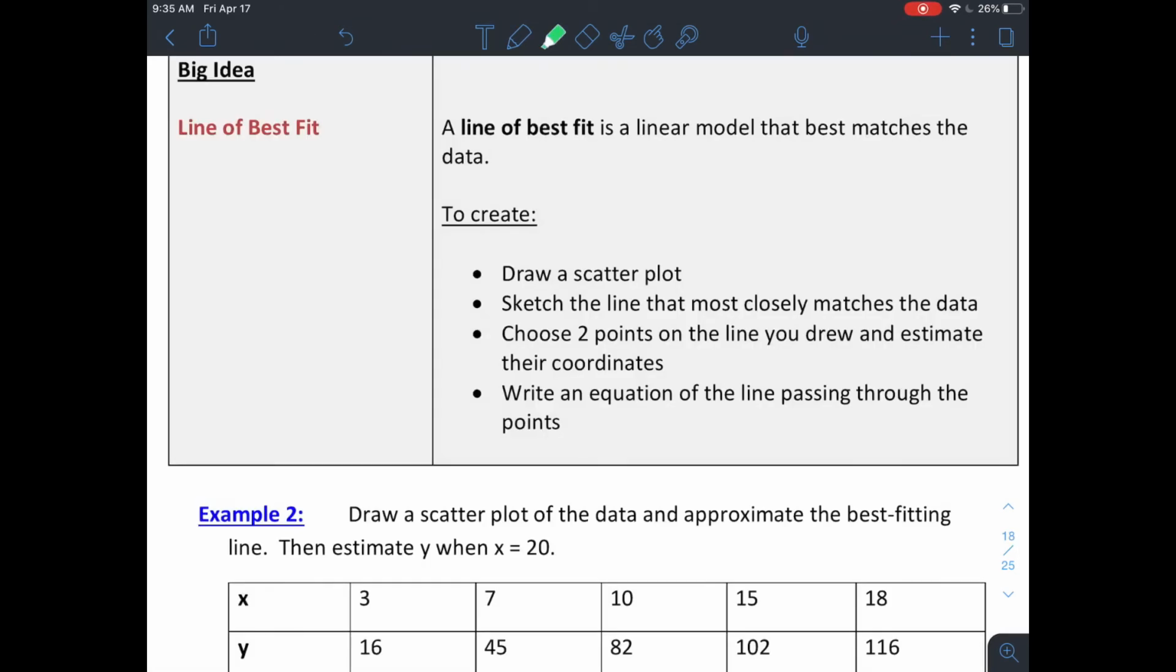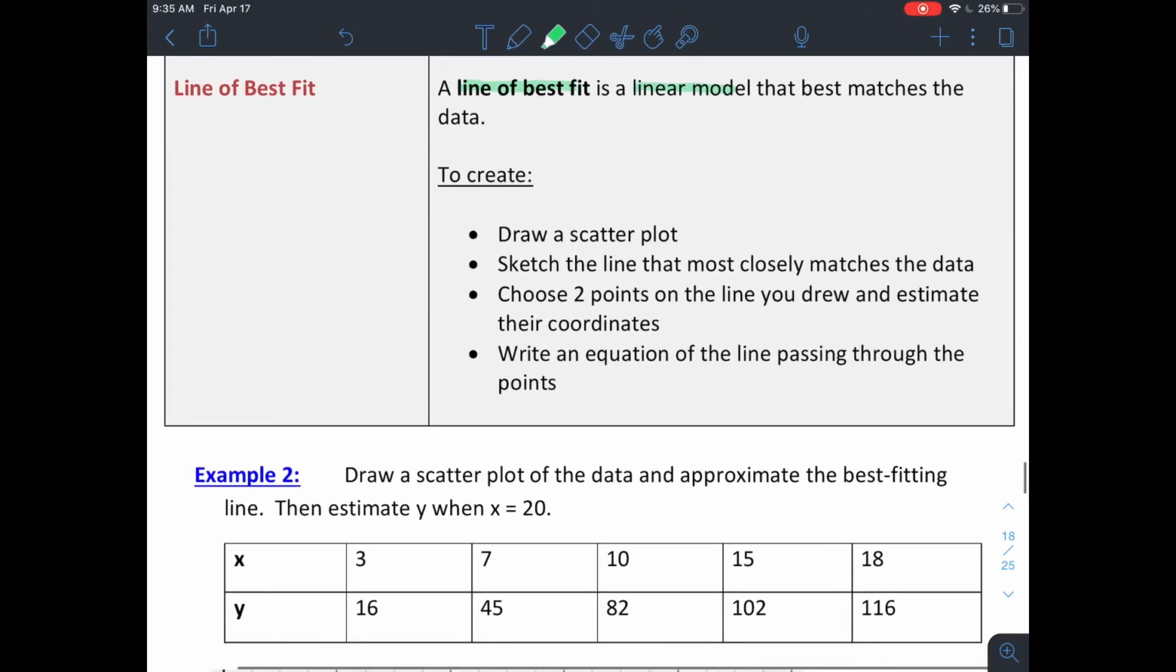We're going to make some lines of best fit, which you may have done before. But these are linear models, so straight lines, that best match the data. So as close to meeting our data values as we can. So you're going to take your data points, put them on a scatter plot. You might have to try a couple times to draw in a line to match your data. You're going to choose 2 points on the line you drew. So that's key. They have to be on the line that you drew. And then you are going to write an equation of a line that passes through those 2 points.